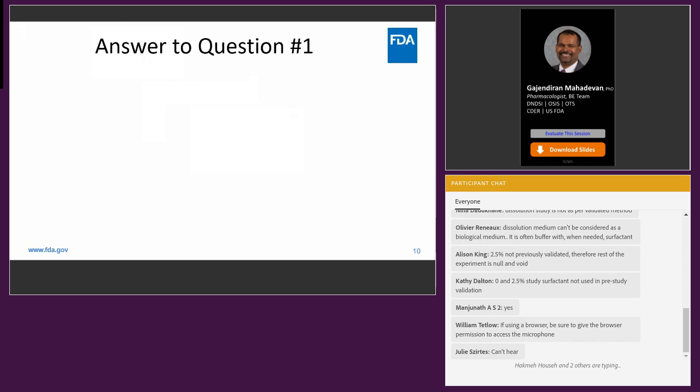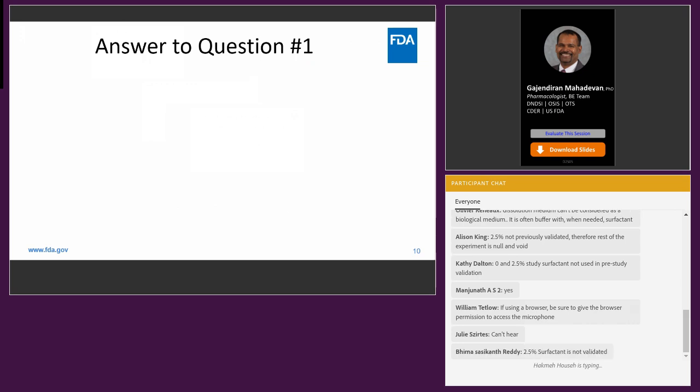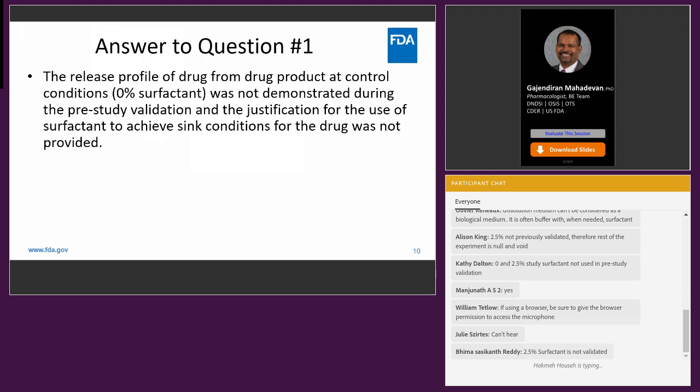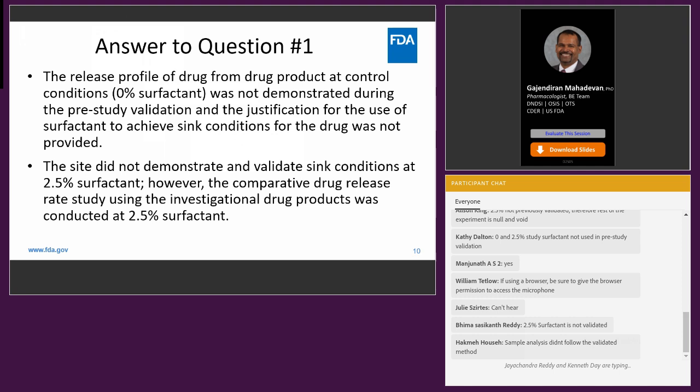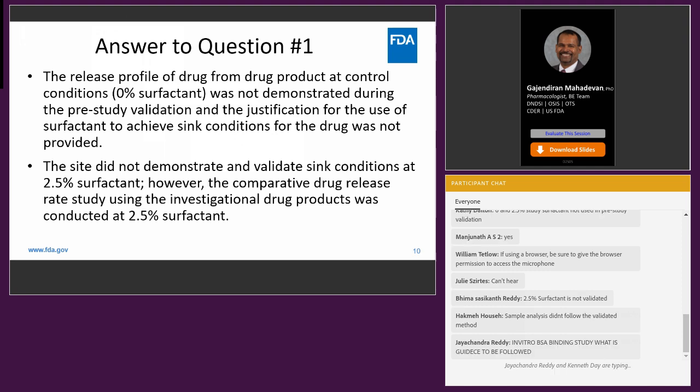Answer to question number 1. The release profile of the drug from the drug product or control condition was not demonstrated during this pre-study validation, and the justification for the use of surfactant to achieve sink conditions for the drug was not provided. The site did not demonstrate and validate sink condition at 2.5% surfactant. However, the comparative drug release rate study using the investigational drug product was conducted at 2.5% surfactant.